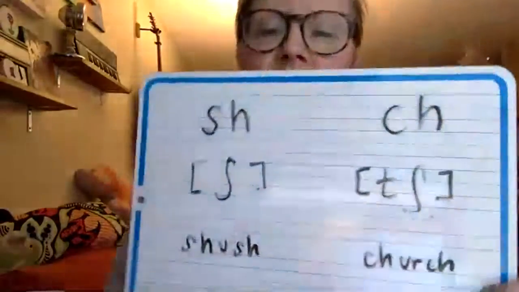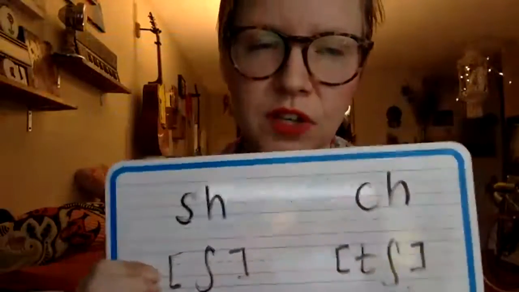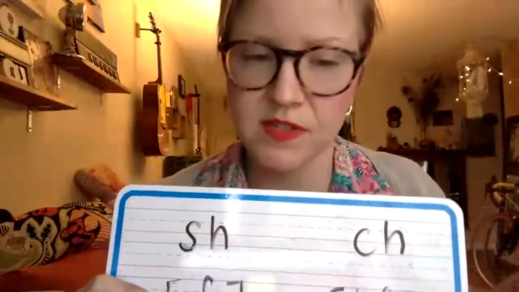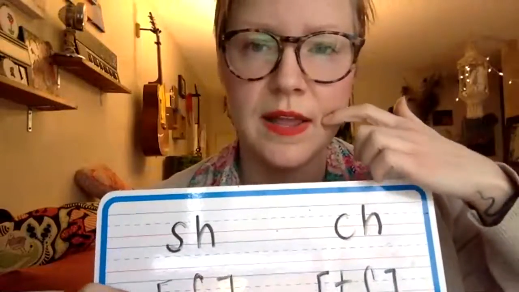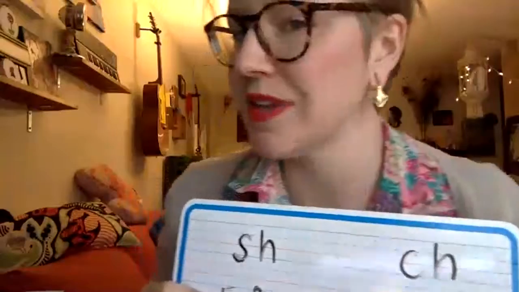So the sh sound on its own, sh, this phoneme is called esh. This is an alveolar fricative. It's voiceless. You're using the blade rather than the tip of the tongue. And in English, you have to spread your lips a little bit like this. Shh. From the side, it looks like this.